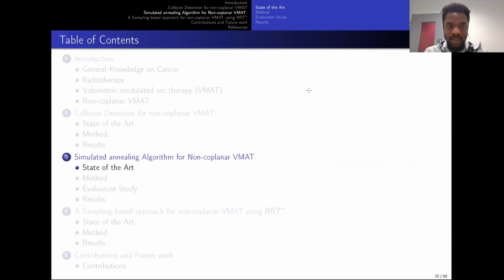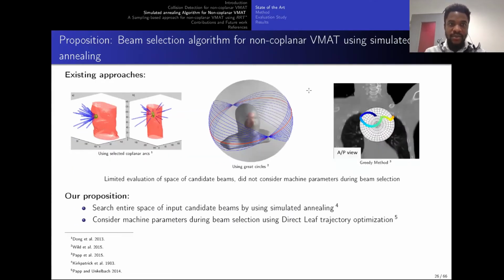So the second study that we will present is the study for non-coplanar VMAT. It is a similar algorithm for non-coplanar VMAT. So the idea is to propose an algorithm for beam selection for non-coplanar VMAT in order to improve it.